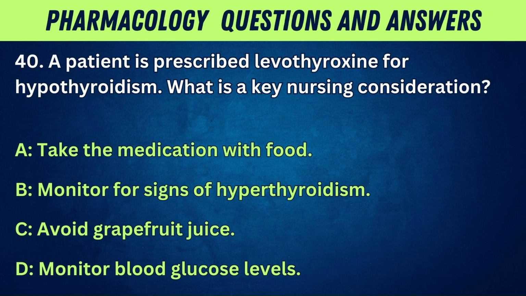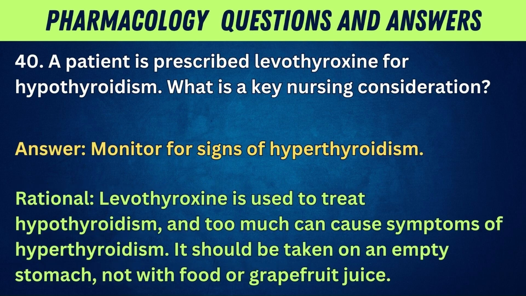40. A patient is prescribed levothyroxine for hypothyroidism. What is a key nursing consideration? A. Take the medication with food. B. Monitor for signs of hyperthyroidism. C. Avoid grapefruit juice. D. Monitor blood glucose levels. Answer: monitor for signs of hyperthyroidism. Rationale: levothyroxine is used to treat hypothyroidism, and too much can cause symptoms of hyperthyroidism. It should be taken on an empty stomach, not with food or grapefruit juice.